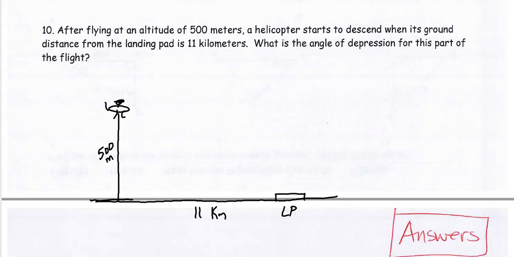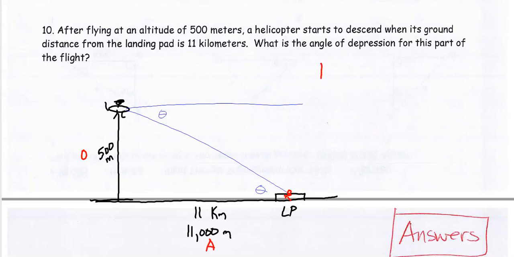So to change kilometers to meters, we need to multiply it by 1,000, because kilo is 1,000. So I believe this would be 11,000 meters. Now we got meters talking to meters, and we need to find the angle of depression. So we got the horizontal, we got to the landing pad. We need to find this, which means we need to find that, which means we put our little dude down here, and we have opposite, we have adjacent. I think this is the tangent job.